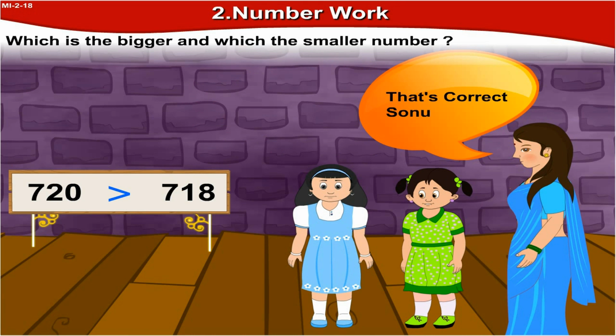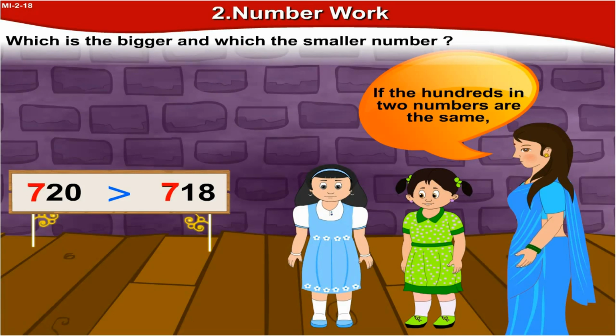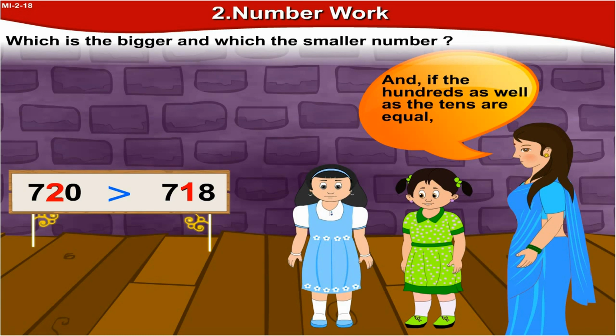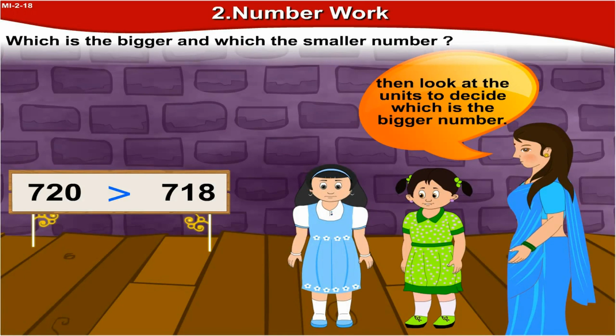That's correct, Sonu. If the hundreds in two numbers are the same, then the number with the bigger tens is the bigger number. And if the hundreds as well as the tens are equal, then look at the units to decide which is the bigger number. Did you get it, class? Yes!